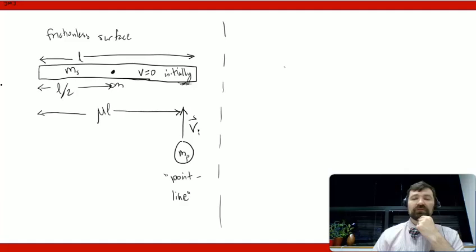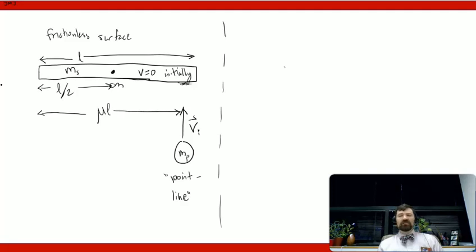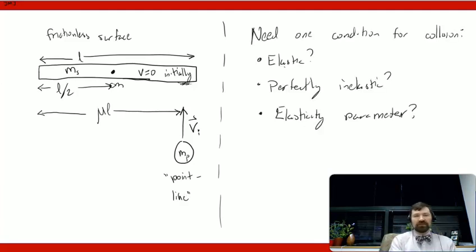The only other piece of information we would maybe need is where the impact occurs, and I've labeled that as mu times L. And then one condition about the collision: is this an elastic collision? Is it a perfectly inelastic collision? Is it a collision in which we happen to know one or another of the end values, that kind of thing? For today's video, we'll just pick one of these for the example.